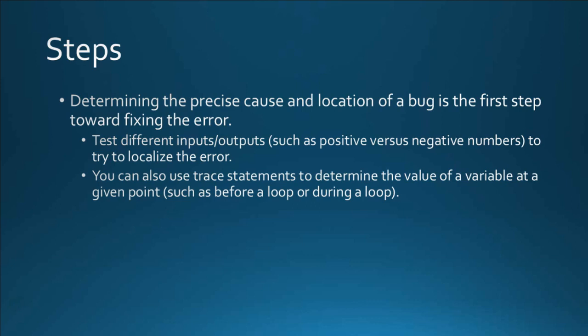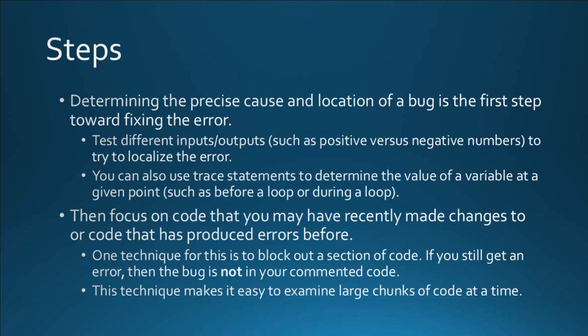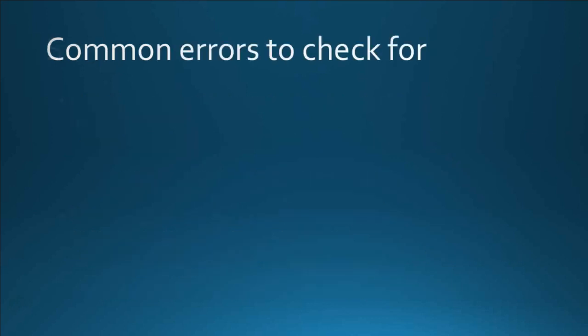Now, we can start by testing different inputs and outputs, such as positive versus negative numbers, in order to try to localize the error. We can also use trace statements to determine the value of a variable at a given point, such as before a loop or during a loop. Then we're going to focus on code that we have recently made changes to, or code that has produced errors before. One technique for this is to block out a section of code. If you still get an error, then the bug is not in your commented code. This technique makes it easy to examine large chunks of code at a time.